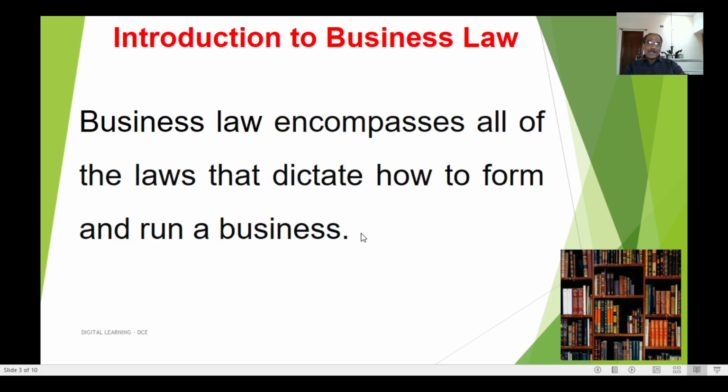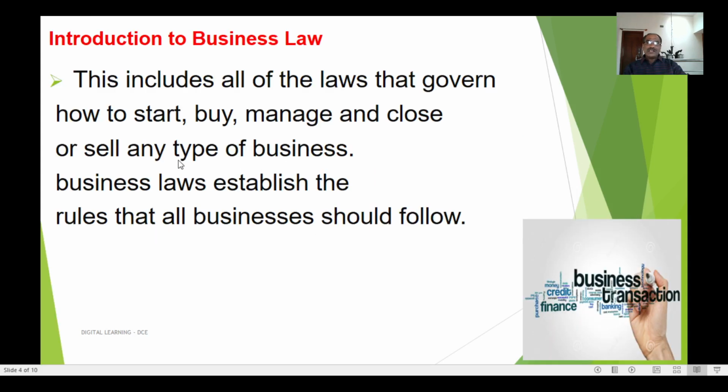Particularly in business law, all the laws that are included relate to the business, how to form and run a business. Business law includes all of the laws that govern how to start the business, how to buy goods, how to manage the business, and how to close or sell any type of business.